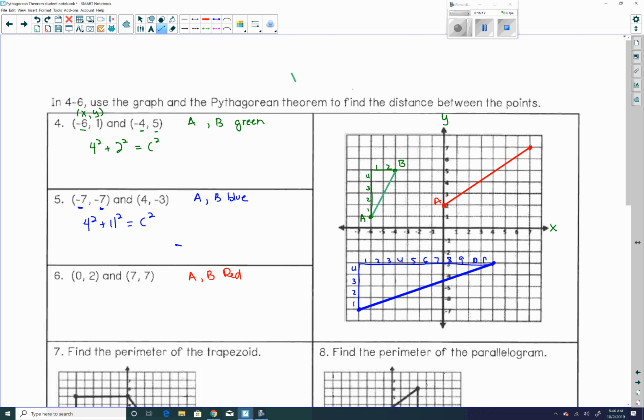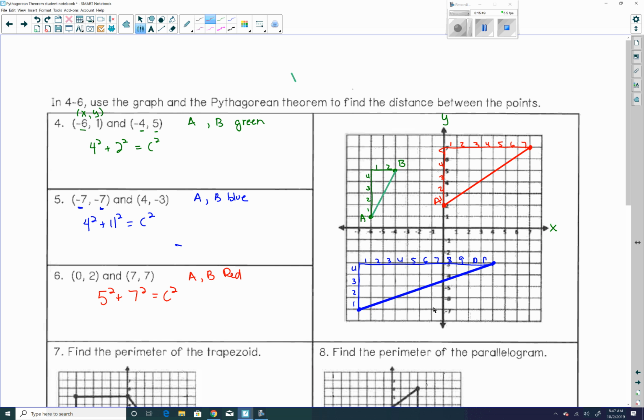And again, draw your triangle. That's going to be your next step. Drawing your line, going up 1, 2, 3, 4, 5. So 5 squared. 1, 2, 3, 4, 5, 6, 7. Okay. So go ahead and for 4, 5, and 6, you're figuring out the length of the diagonal.